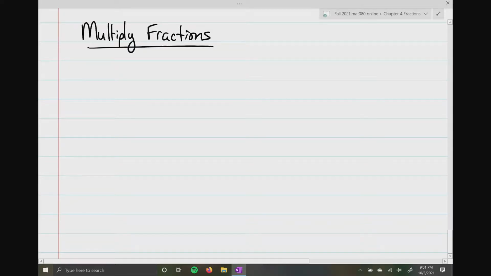Okay, so I promised you I'd be back. So here we go. Multiplying fractions. Now, multiplying fractions is actually pretty easy.